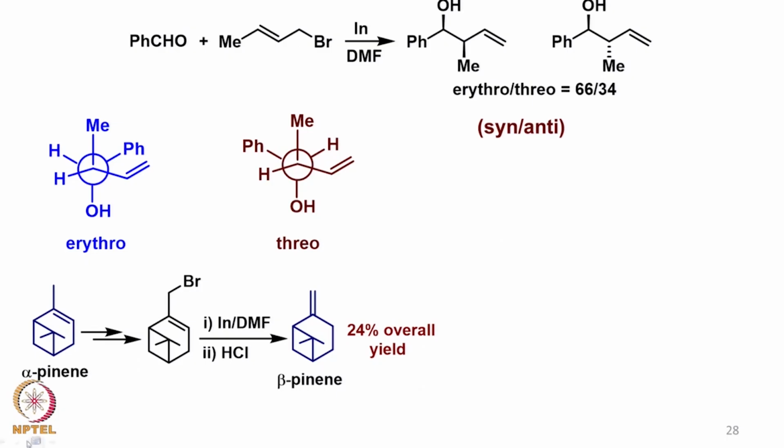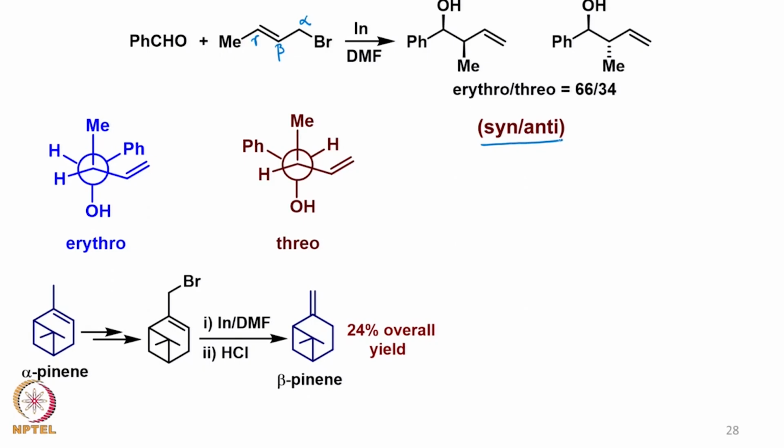Now, if we react with crotyl based substrates, then we can see that the reaction does occur. This is the alpha position, this is the beta position, and this is the gamma position. The reaction is, as expected, taking place via gamma orientation, and as we have already seen, when we have a substrate like this, syn and anti are forming in a 66 to 34 ratio, for example.